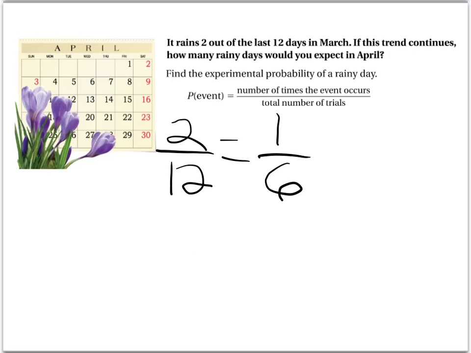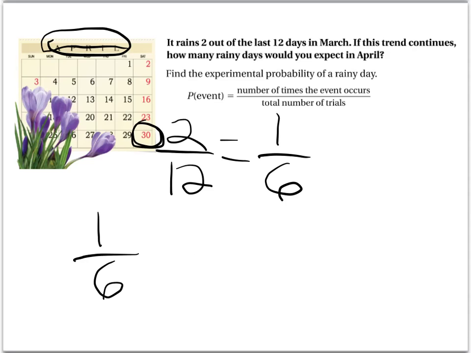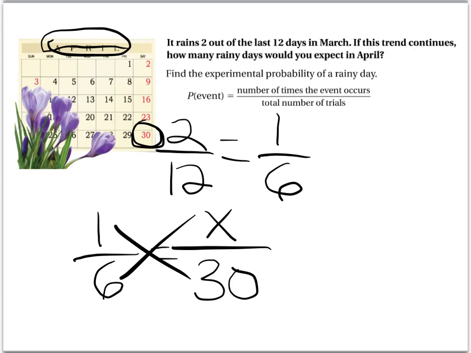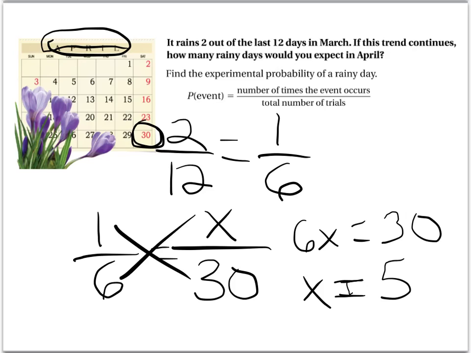Well, if you look here on the calendar for April, there are 30 days in April. So if I go by the premise of 1/6 of the time it's going to rain, and I have 30 days in the month of April, I'm going to go ahead and cross multiply to solve that. I'm going to get 6x equals 30. So theoretically, looking at the experimental probability of March, it's going to rain 5 times in the month of April.